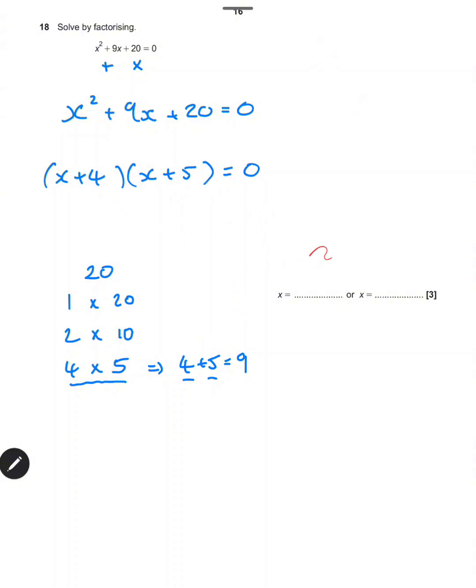When you've got as far as this and you're then going on to solve the quadratic, well, all you need to do is look at those numbers and change the sign. So rather than +4, we get -4, and rather than +5, we get -5.